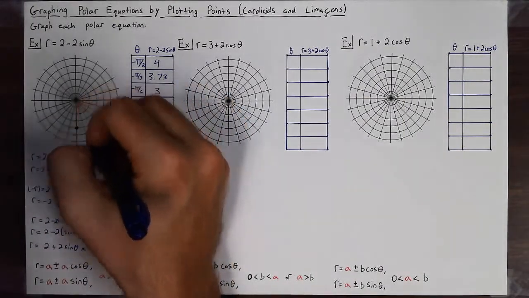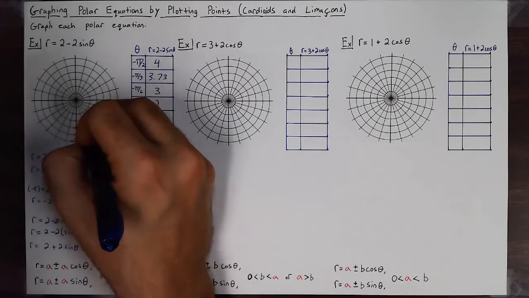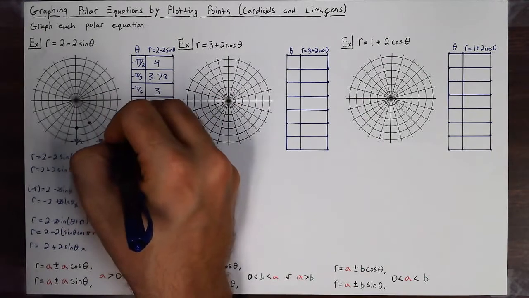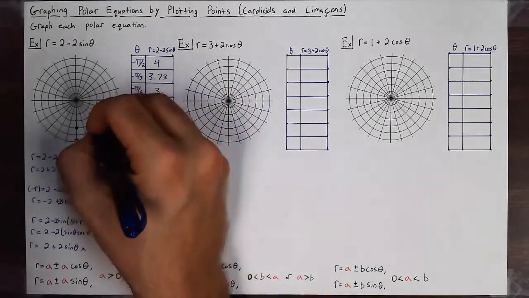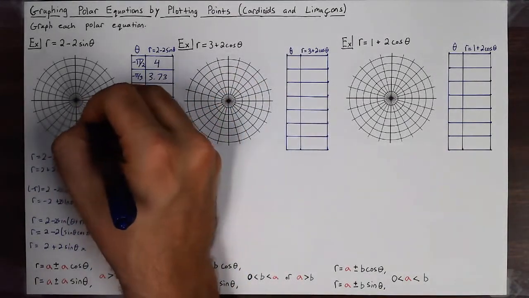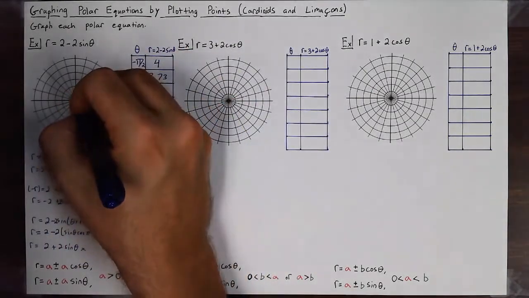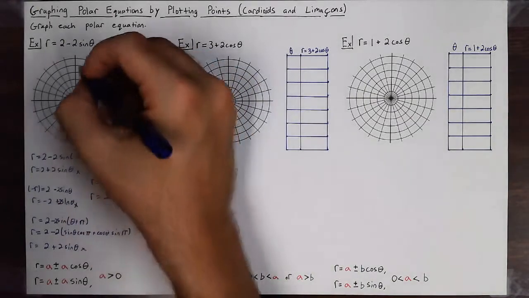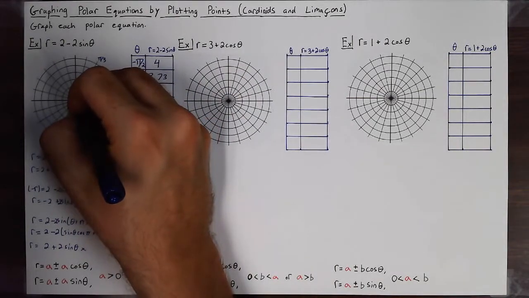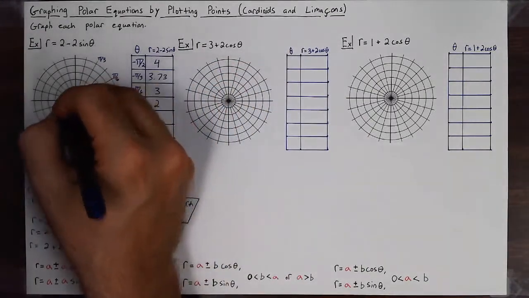Negative pi over 3, which would be this one, would be 3.73, so about right here. Then negative pi over 6 would be 3, so right here. 0, which would be there, would be 2. Pi over 6, which is right here, would be 1. Pi over 3 would be 0.27, so very close to the pole, and then at pi over 2 it would be at the pole. Now all these points are reflected across that line.